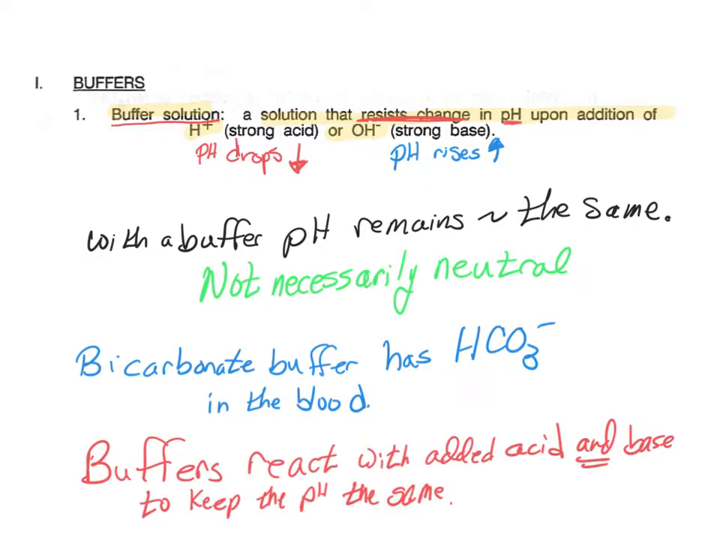So how does the buffer work? Well, what a buffer does is it reacts with any added acid to make it neutral. And it reacts with any added base to make it neutral. So whenever I add the acid or the base, they go through a reaction so that they are no longer acidic or basic in this buffer solution.